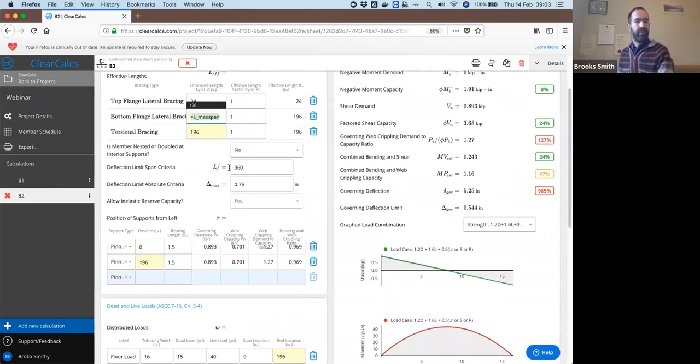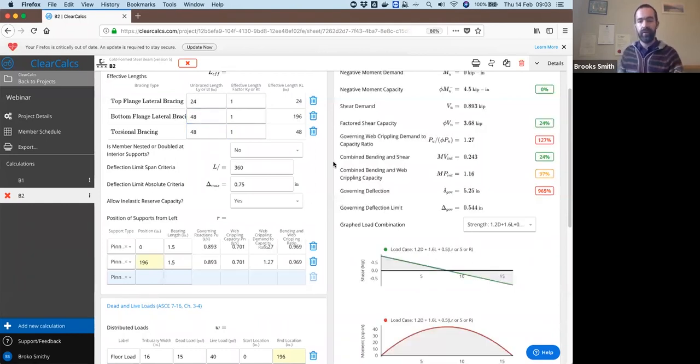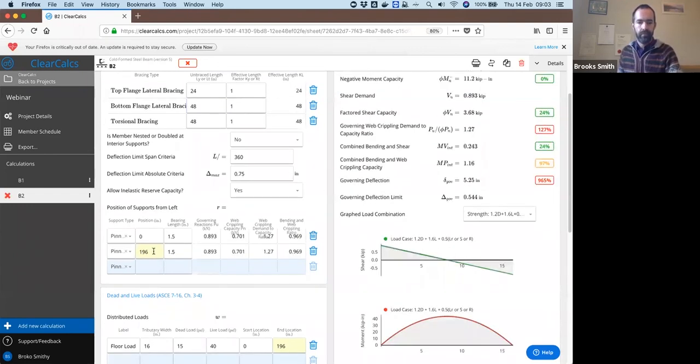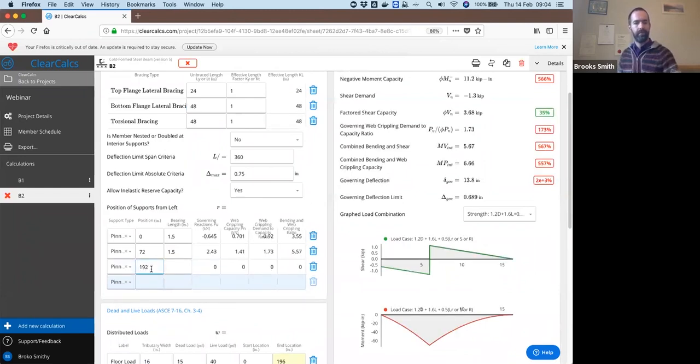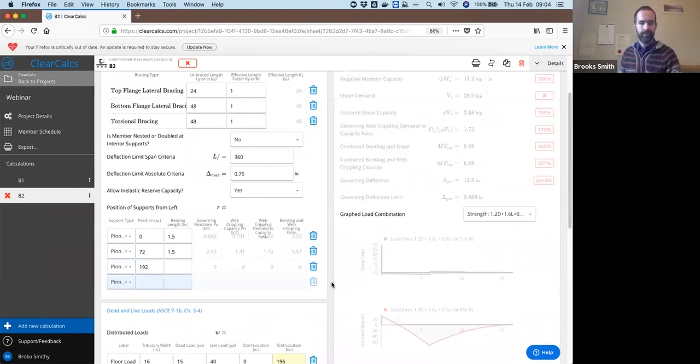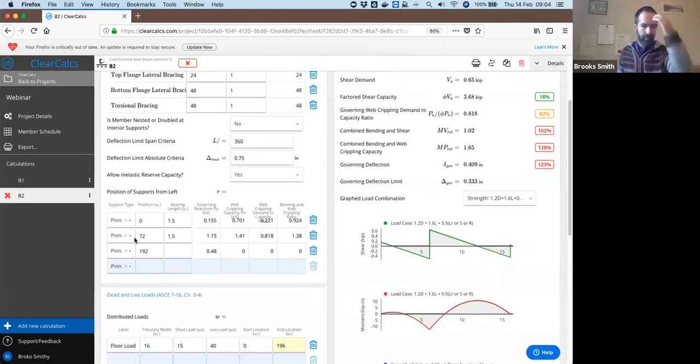We have restraints for torsional bracing. We assumed at 48 inches, and for lateral bracing and positive at 48 inches. So modify those values. And then our first support we said was at 72 inches. Second support at 192 inches. That's 120 plus 72. And then that leaves us with a little bit of a cantilever on the end as well.